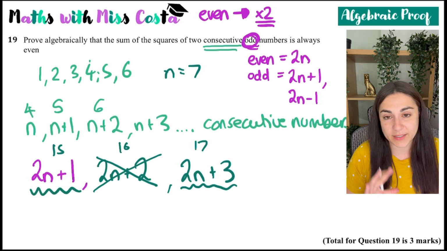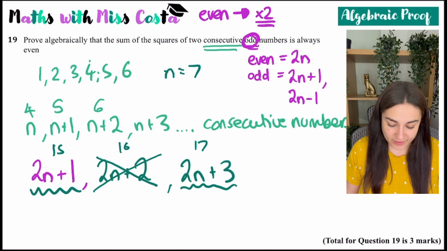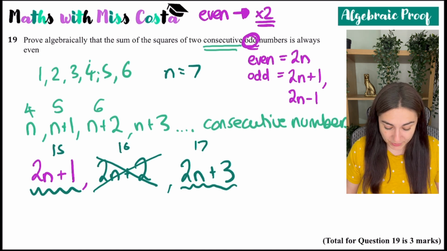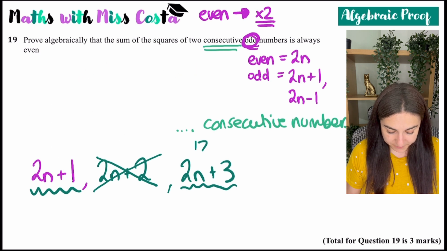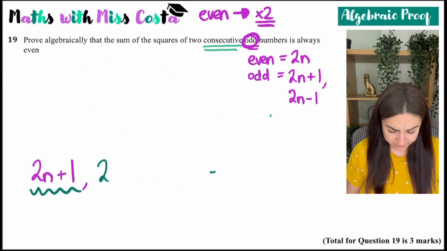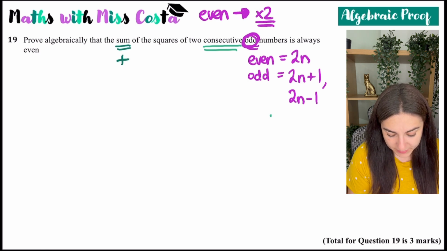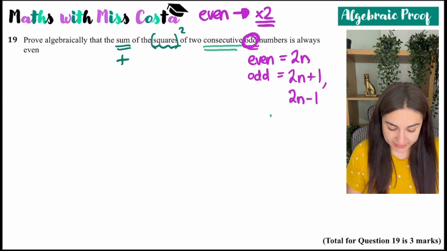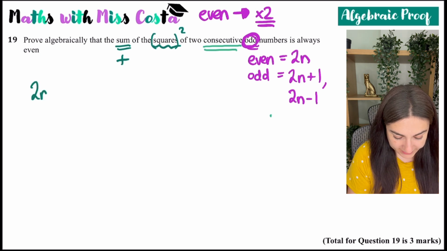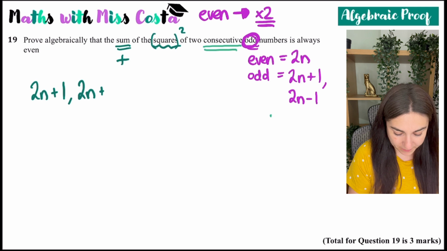If in doubt, literally just pick a number and substitute it in and see if that works for consecutive odd numbers. And then you'll be like, oh yeah. Okay, so this is where a little bit of difficulty arises in this question, but hopefully that made it a little bit clearer. So I need to prove algebraically that the sum, which means add, of the squares, so whatever it is, I'm going to square it, of the 2 consecutive odd numbers is always even. So my first odd number is 2n plus 1, and for it to be consecutive, it would need to be 2n plus 3.